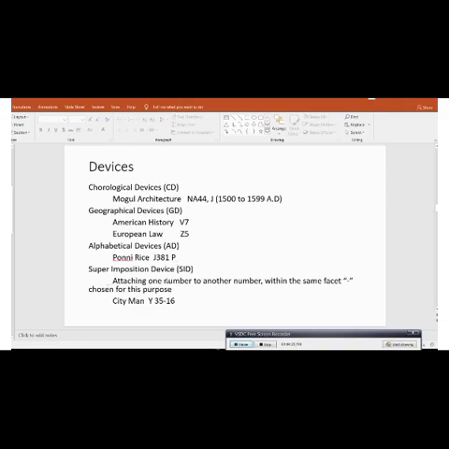Then superimposition devices, SID, attaching one number to another number within the same facet. It should be the personality facet or the matter facet or the energy facet. We can use the hyphen as the symbol. For example, in Y, psychology, then Y, city man, Y, basic class, 35-16.